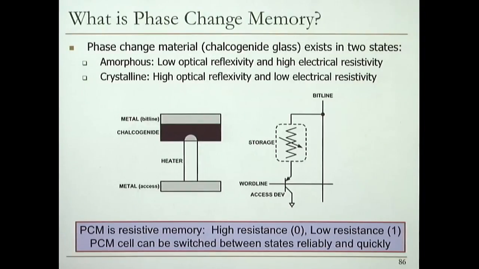Amorphous state has low optical reflexivity and high electrical resistivity, and crystalline state has high optical reflexivity and low electrical resistivity. Basically, two different states. And this is interesting because this is exactly why this has been successful in rewritable CDs. You can reliably change the states between amorphous and crystalline, and reliably read the data by shining light on this material, and you get different reflexivities. As a result, you can determine which state you're in, and you can encode 1 or 0. That's the process in rewritable CDs.